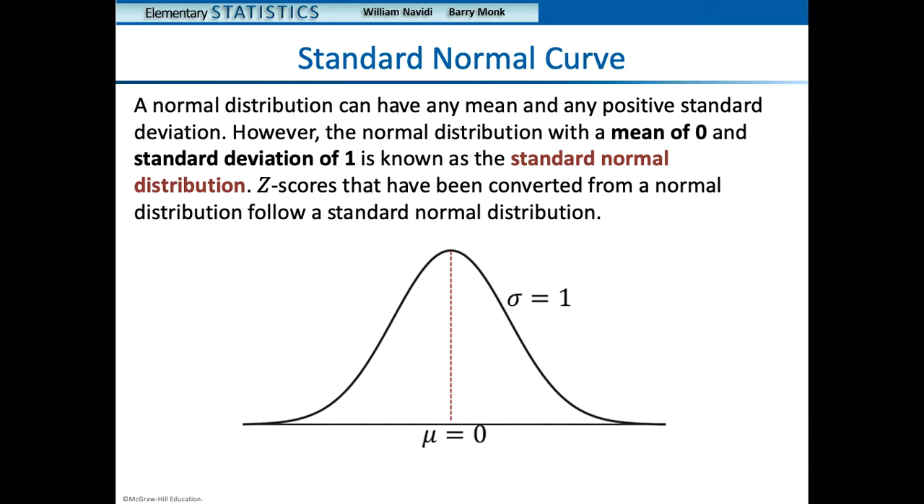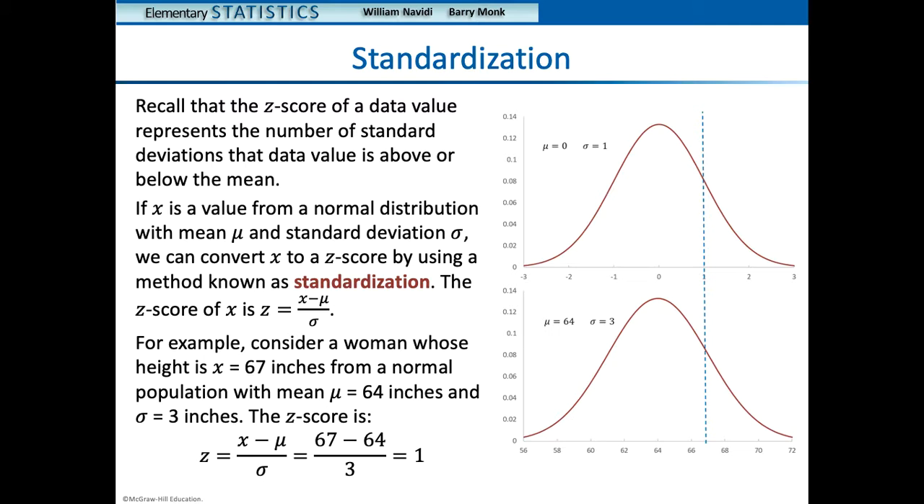Now, if you recall, back in chapter 3, in the section that we covered on measures of position, we talked briefly about the z-score. The z-score is a number that tells us how many standard deviations away from the mean a particular value falls, right? So a z-score of 1 means that a particular data value is exactly 1 standard deviation above the mean. A z-score of negative 1.5 means a particular data value is exactly 1.5 standard deviations below the mean, right?